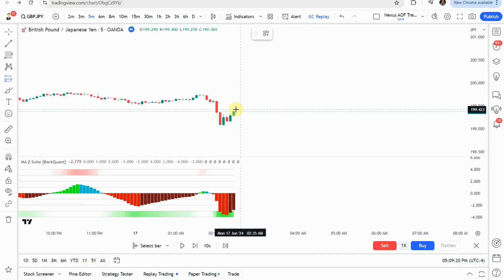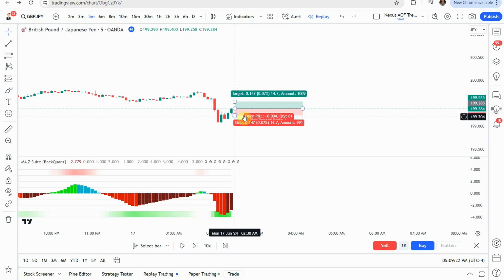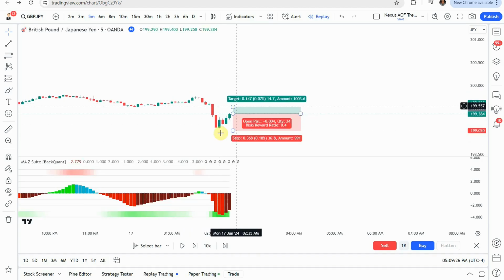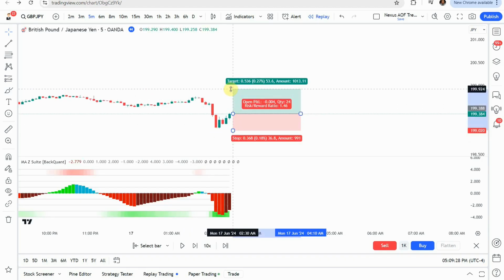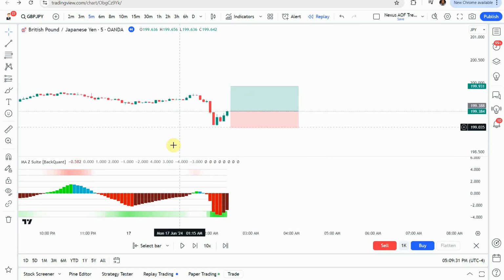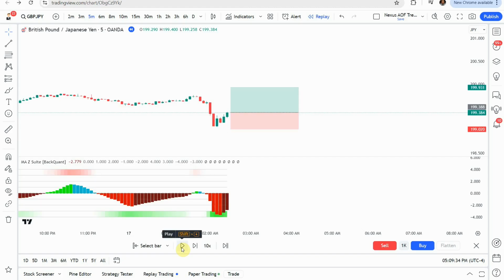And so what we'll do is set our trade like this. We'll put our stop just right below this pivot, and we'll target that same 1 to 1.5 risk reward right about there. Should work. Let's go ahead and play this one forward and see how it plays out.